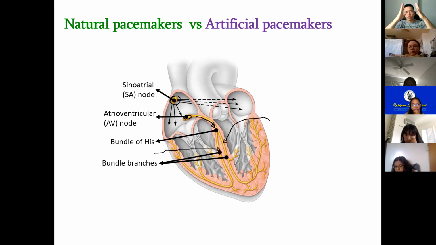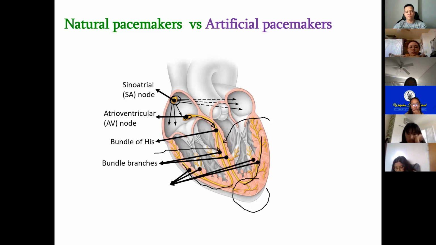And then these bundle branches are going to go all the way down to the apex of the heart. And when they get to the apex, they're going to make a U-turn and go upwards. Okay. And now this section is what we call the Purkinje fibers, as it goes and innervates the outer wall of the ventricles.